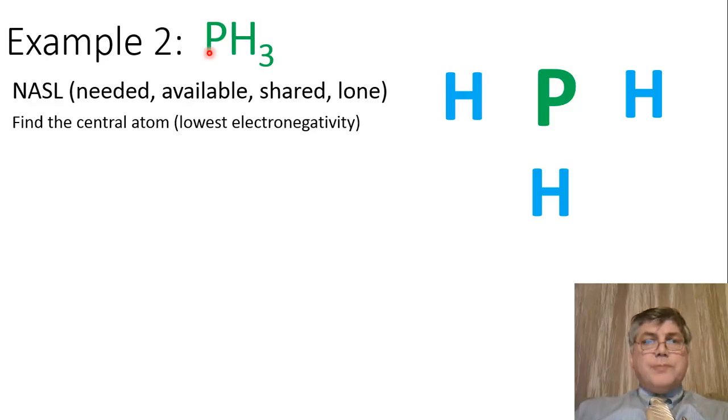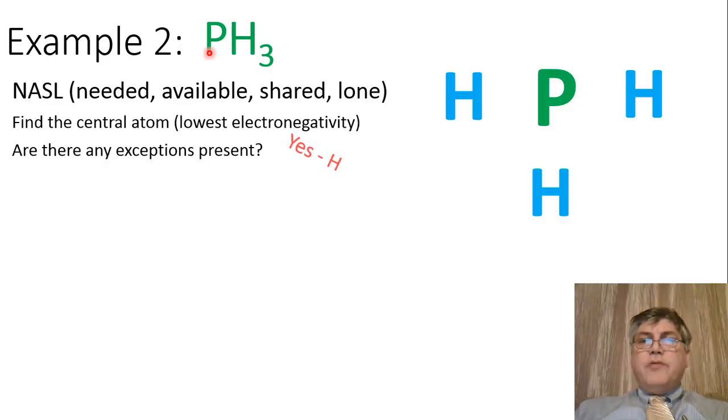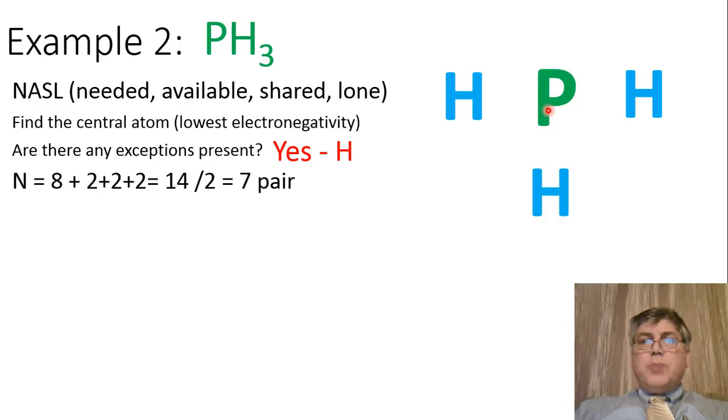We look to see if there are any exceptions. Well, of course, there are 3 exceptions, the 3 hydrogens. So when we're calculating our number of needed electrons, we're only going to count each hydrogen as 2. So we have 2, 2, and 2, and 8 for the phosphorus. So 8 plus 2 plus 2 plus 2 is 14 electrons. We'll divide that by 2, and then we end up with 7 pairs. So we need 7 pairs of electrons to make everybody happy.